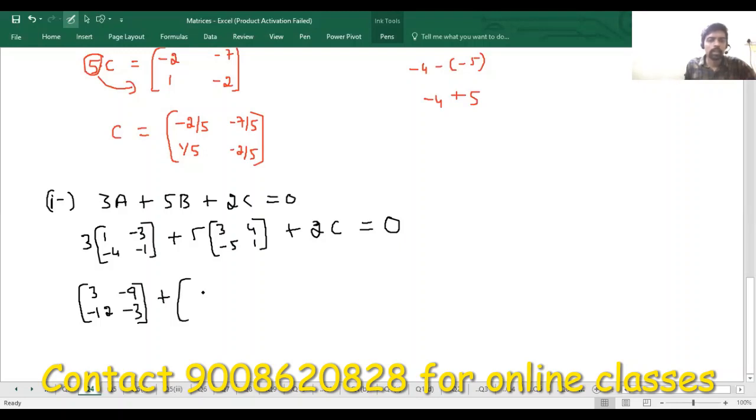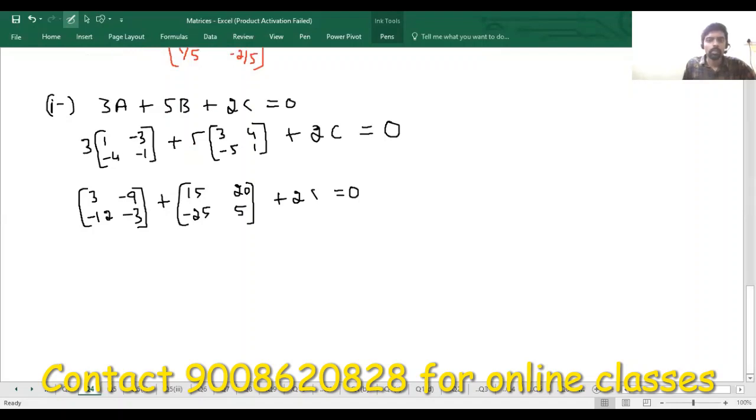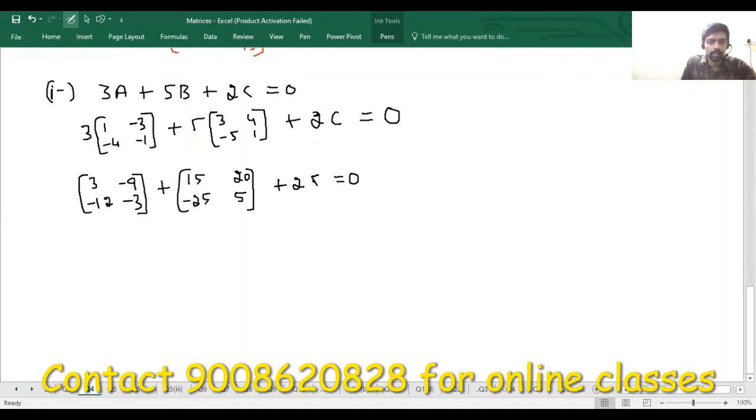Plus, so now, guys, multiply this by 5. So 5 into 3 will be 15. 5 into 4 will be 20. And 5 into minus 5 is minus 25. Then 5 into 1 is 5. Plus 2c is equal to 0. So this is C, guys. Okay. So now this is a plus sign, correct? So we need to do addition of matrices.